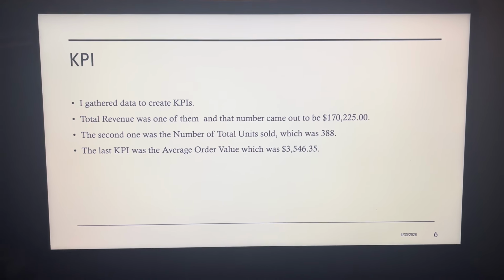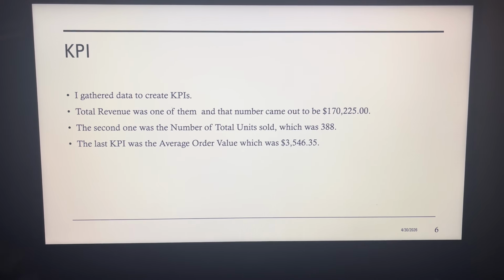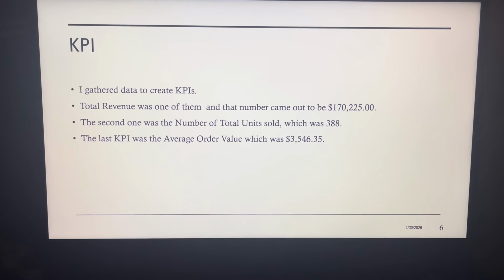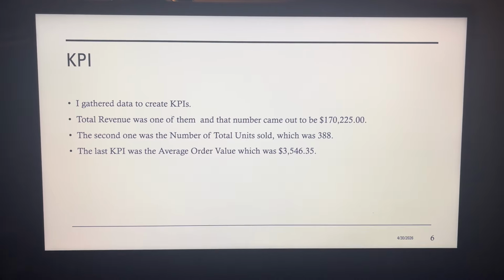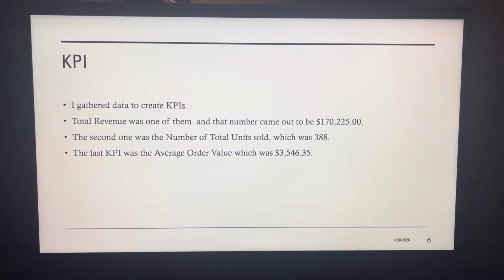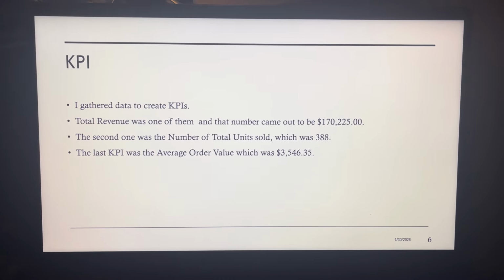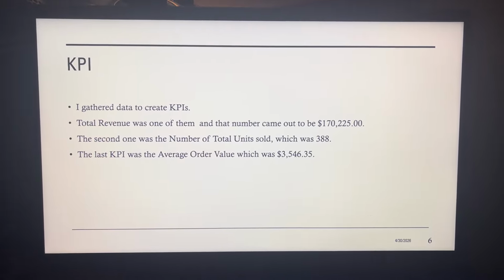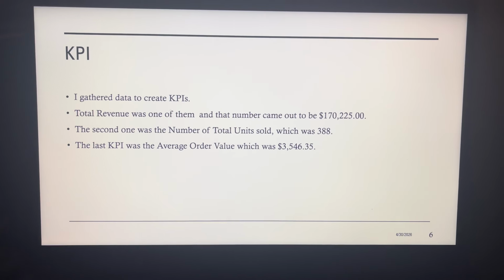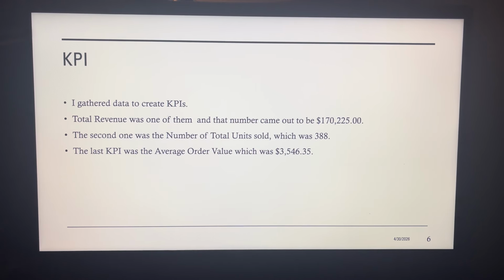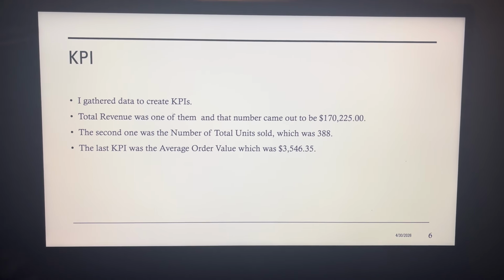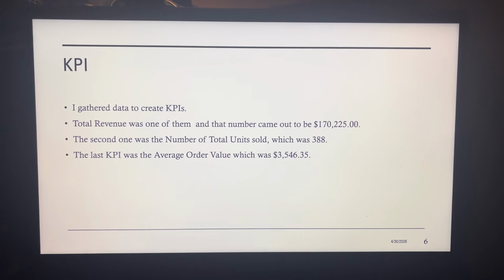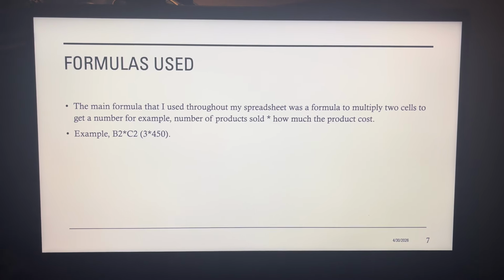The KPIs. The first one was the total amount of revenue, which came out to be $170,225. The second one was the number of units sold, which was in total 388. And the last one was the average order value, which was $3,546.35. These are just basic breakdowns, easy to glance at, to get all the information you need, so that you don't have to go searching and calculating, because the spreadsheet already did that for you.